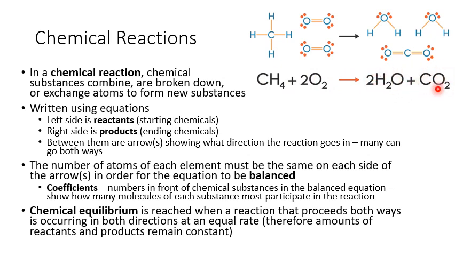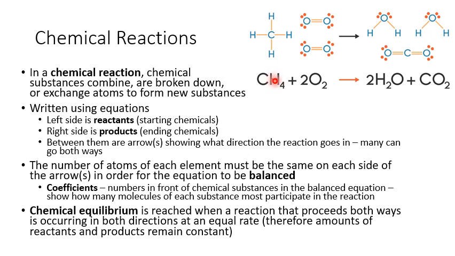So if we're going to make sure that this kind of equation is balanced, we would just count how many atoms of each element we have on each side. So first we could start with carbon here. There's one carbon on the left, one carbon on the right. That's good. Then we have H, or hydrogen.